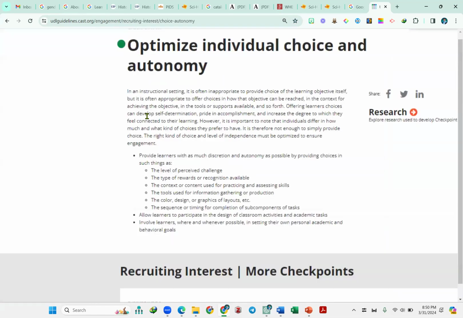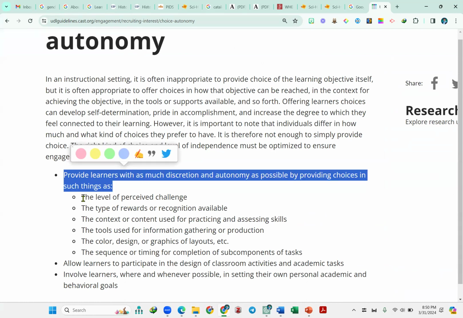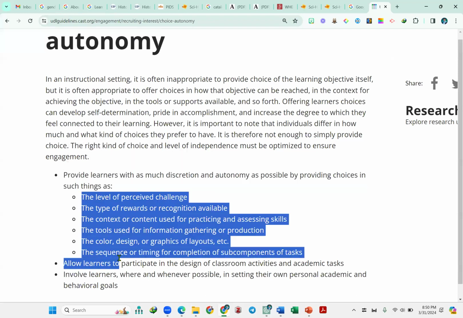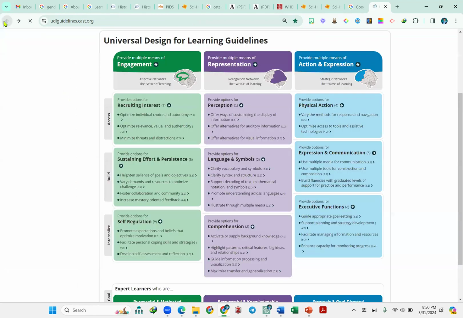Kung imo na i-click, mao ni ijang pasabot. Provide learners with as much discretion and autonomy as possible by providing choices in such things as level of challenge and so on and so forth. So kagets na ka, sige atras ka.